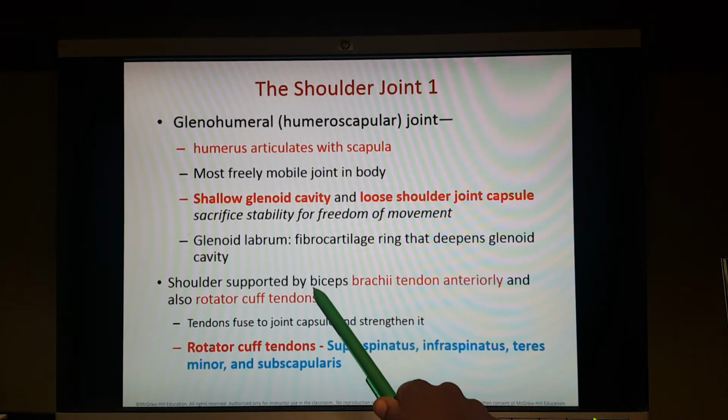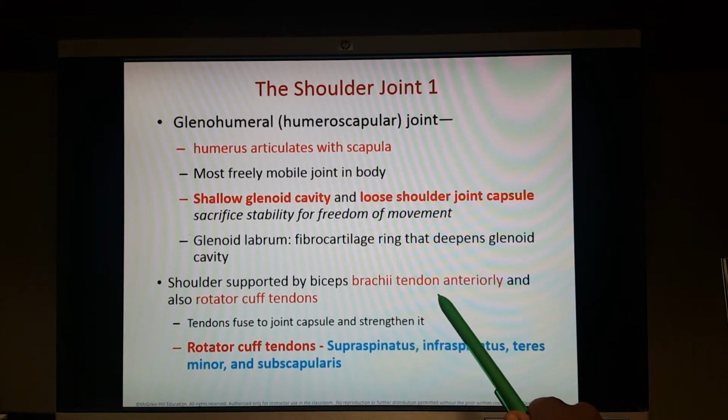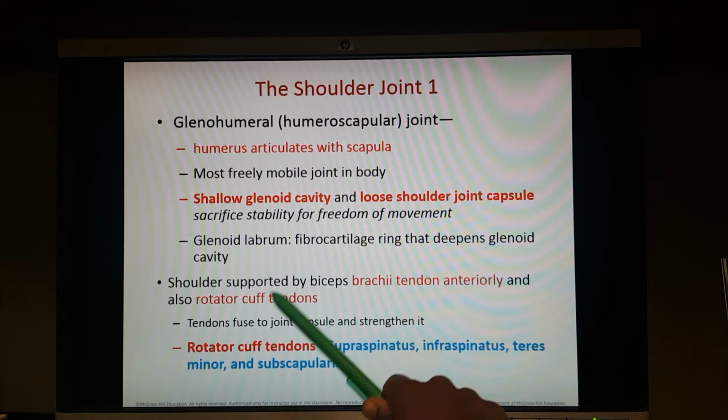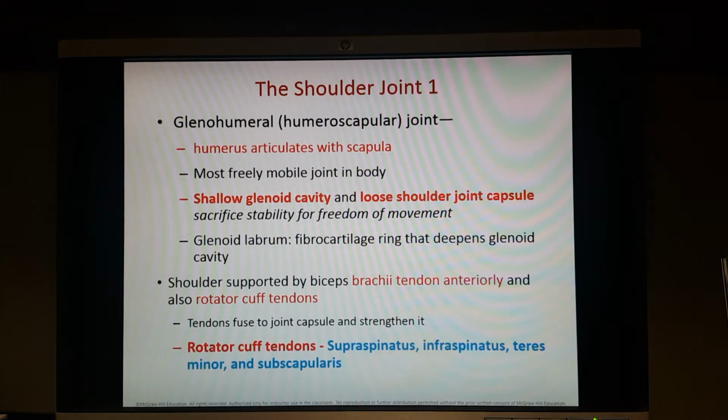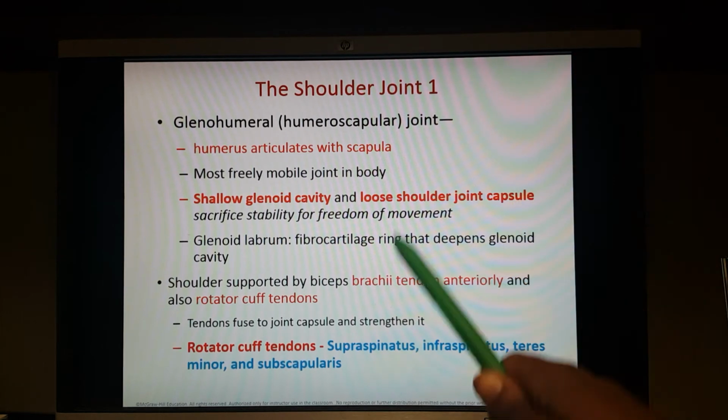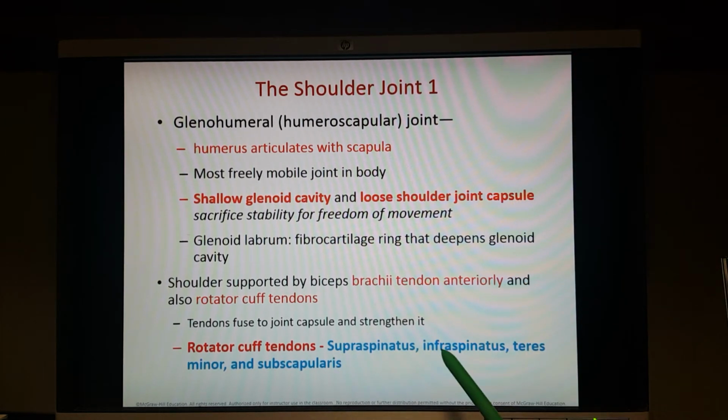So from the biceps brachii muscle, that tendon in the front helps to support your shoulder, as well as your rotator cuff tendons. Now, you don't have to know that for this class, but eventually somewhere along the line in your professional career, you actually have to know what those tendons are and their names. So the rotator cuff tendons are the supraspinatus, infraspinatus, teres minor, and subscapularis. So one way to easily remember that is SITS, S-I-T-S.